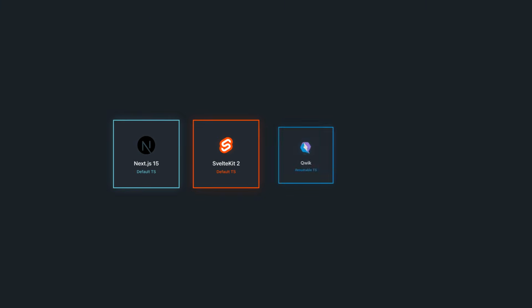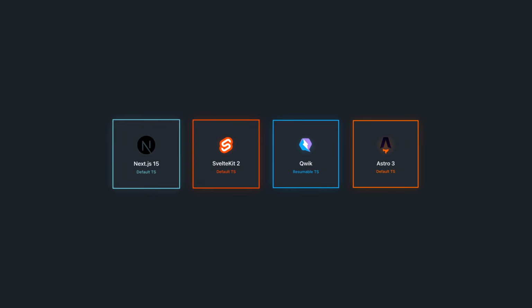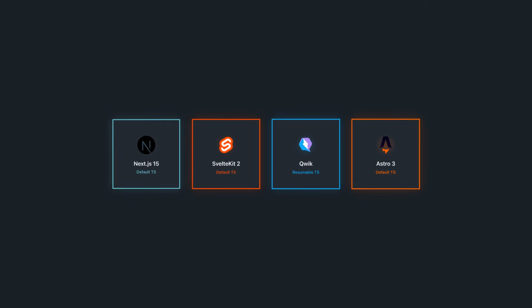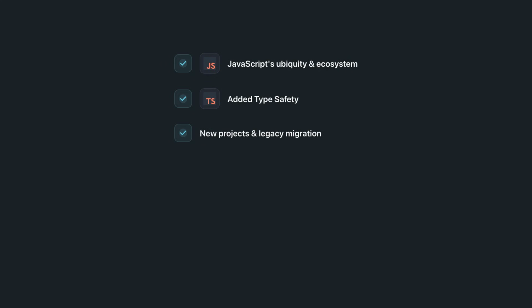Second, modern JavaScript frameworks now push developers into TypeScript by default. Nearly every major front-end framework scaffolds new apps in TypeScript. Next.js 15, SvelteKit 2, Qwik, Astro 3. They all either recommend or default to TypeScript when generating new projects. Greenfield web work is increasingly TypeScript first. And there's a third factor. TypeScript combines JavaScript's ubiquity with added type safety. It's attractive for both new projects and gradual migration of legacy JavaScript codebases. You get the massive NPM ecosystem, plus the robustness needed for large applications.